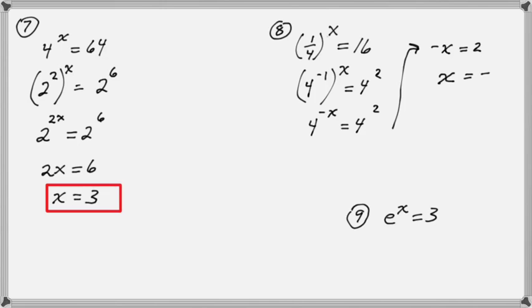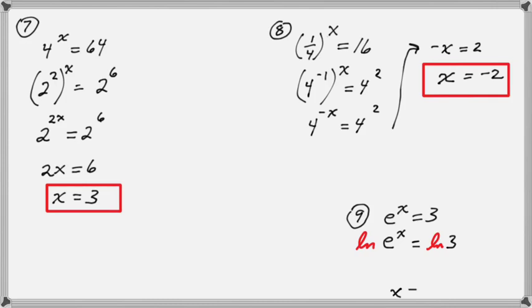And that makes x a negative 2. Number 9, to solve for x, we have to get rid of the e. So how do you get rid of an e? You do the inverse function, the natural log. Natural log and e usually will eliminate each other, and you'll end up with your answer of x equals 3.